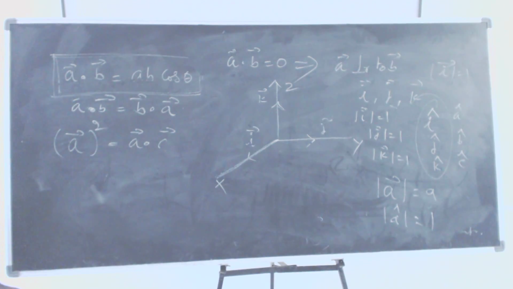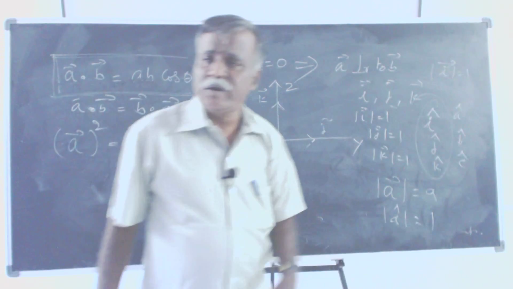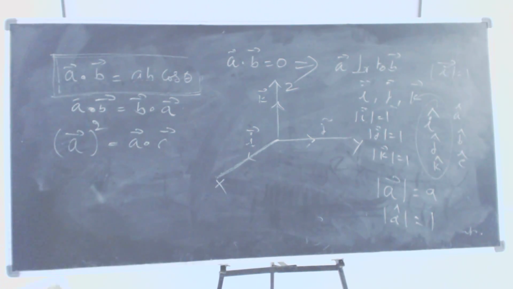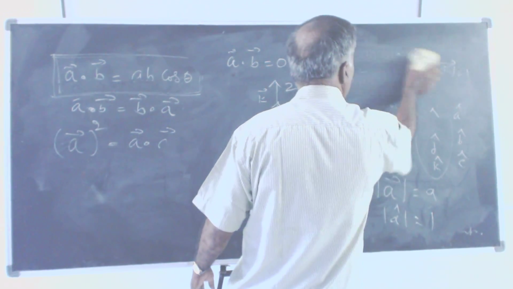Cap stands for unit vector. For i, j, k you need not put a cap, you can just put an arrow mark itself. So i, j, k are all three unit vectors taken along the x-axis, y-axis, z-axis respectively.